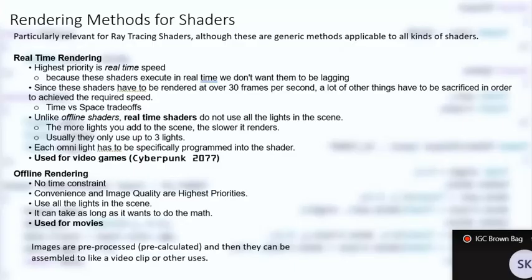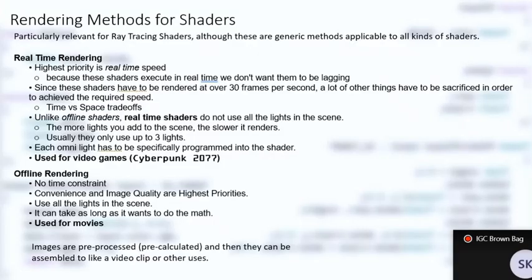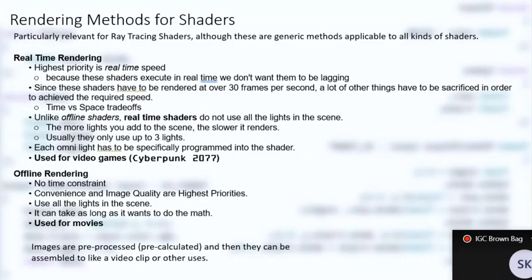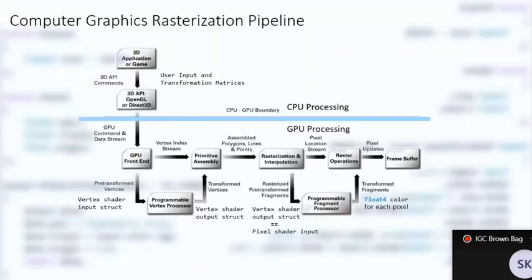In contrast to that, offline shaders have no time constraint. Convenience and image quality are highest priorities. They use all the lights in the scene, and it takes as long as it wants to do the math. So offline rendering is used for movies. Offline rendering has no time constraint, and more complex shading techniques can be used to get a more realistic end result. Images are pre-processed or pre-calculated, and they can be assembled into a video clip or other uses. So all the frames are stacked together into a single movie.